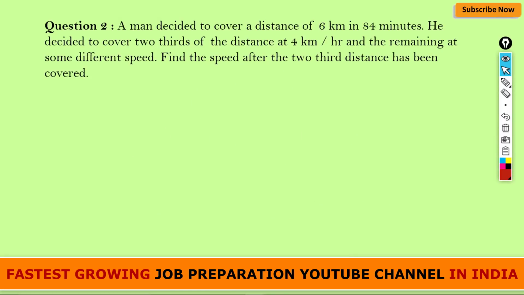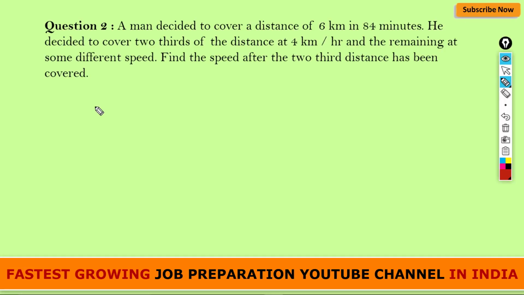So the question is, a man decided to cover a distance of 6 km in 84 minutes. He decided to cover 2/3 of the distance at 4 km per hour and the remaining at some different speed. Find the speed after the 2/3 distance has been covered. Note here, guys, here it is 6 km and the time is in minutes. In such a situation, what you have to do is convert either value so that the units are the same.